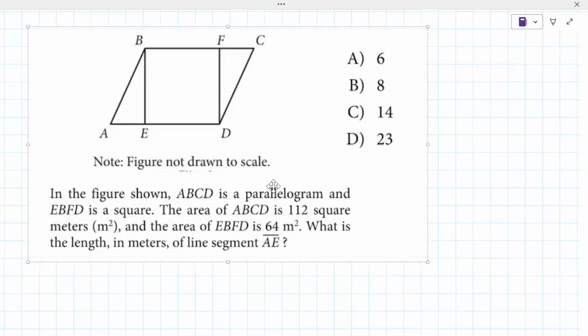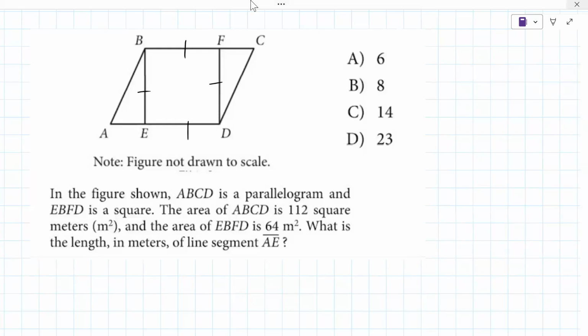All right, so here's a new problem. It says in the figure shown, ABCD is a parallelogram and EBFD is a square. So you might start marking up stuff here. You might also notice that this triangle here becomes this triangle here, which is always the case in a parallelogram. If the area of ABCD is 112, so that's the whole thing, and the area of EBFD is 64, what is the length in meters of line segment?